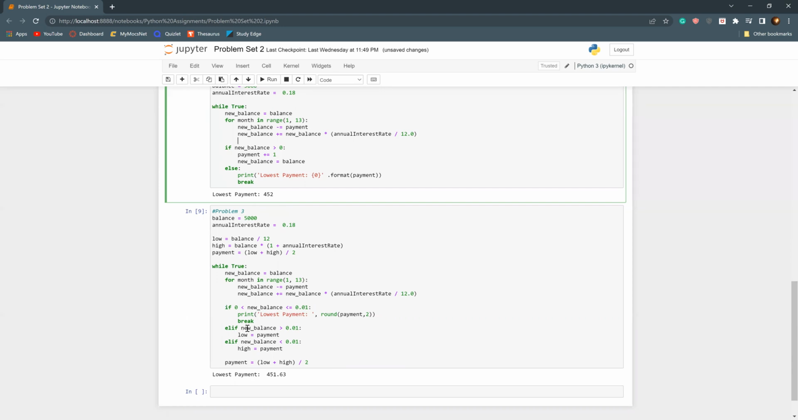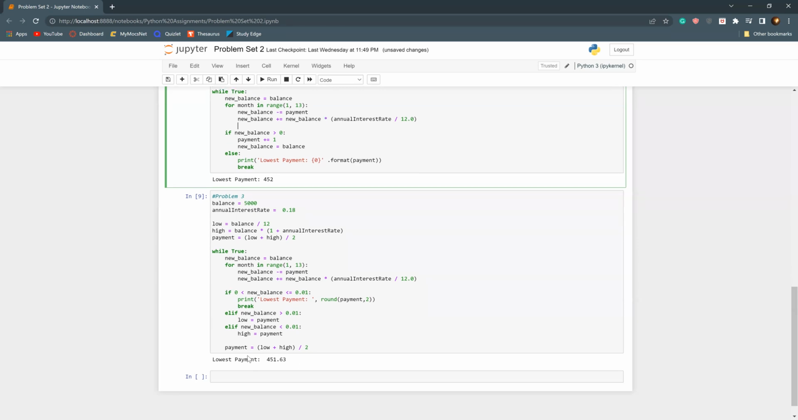But then the else if tells us that the low bound is 0.1, and if it's greater than that, it's going to set low equal to payment. And if the new balance is lower than 0.1, it's going to set the high bound equal to payment. And so payment finally equals the low plus high divided by 2, and then we get the lowest payment being 451.63, and I would say that's the problem set 2.